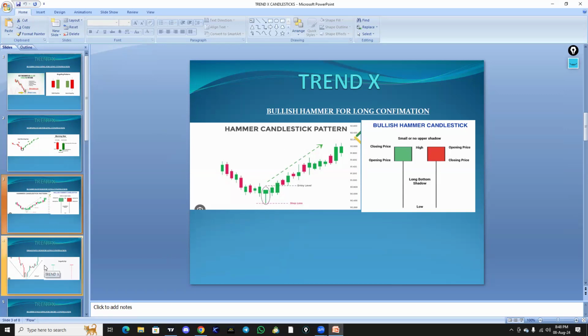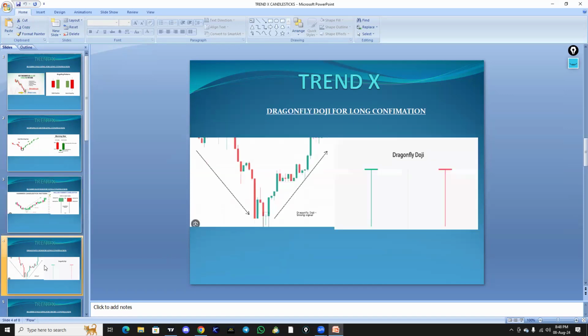The fourth candle is the dragonfly doji. Half an hour before, I saw in my chart a dragonfly doji on the 5 minutes. I'll show you how it went. It was above R1, but still the market went near R2.